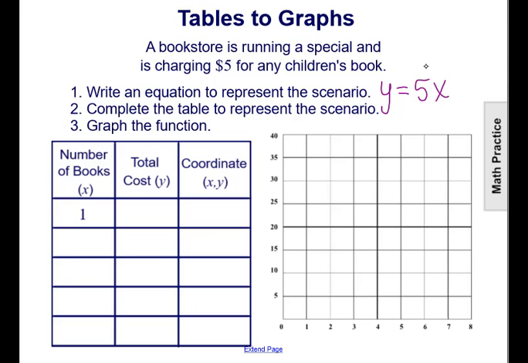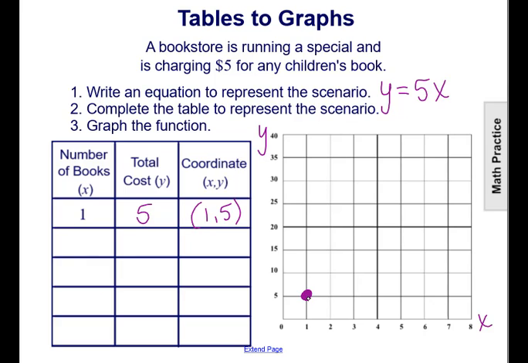So to fill in the table, we keep having inputs of the number of children's books we're going to buy. So for 1, the first row, you would multiply by 5. So that would give you a total cost of 5. And then that gives you the coordinate x comma y, so 1 comma 5. If we were then to graph that, I would go over on my x-axis 1 and then up 5 on my y-axis to get my first coordinate point on the coordinate plane.